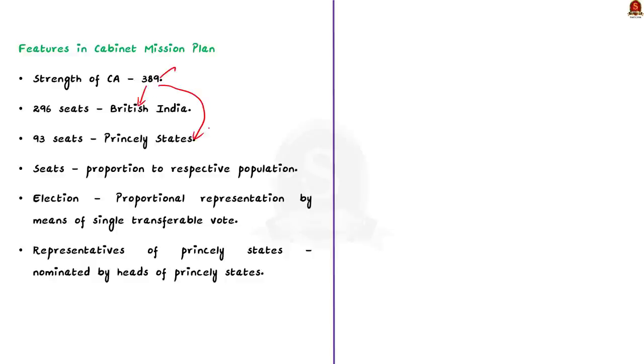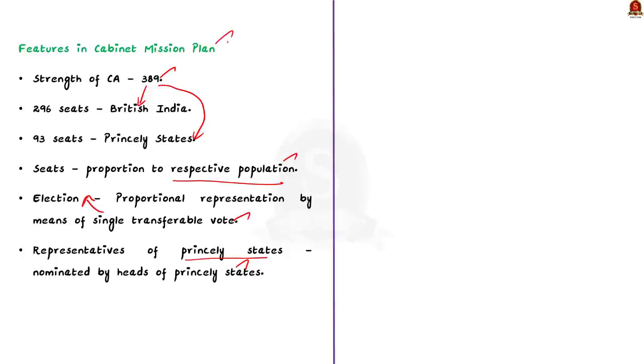This is the first feature. The second feature is that each province and princely state were to be allotted seats in proportion to their respective population. This is the second feature. Then the third feature is that the method of proportional representation by means of single transferable vote was followed in the election process. Then the other feature is that the representatives of princely states were to be nominated by the heads of princely states. So these are some of the features formulated by the Cabinet Mission Plan.